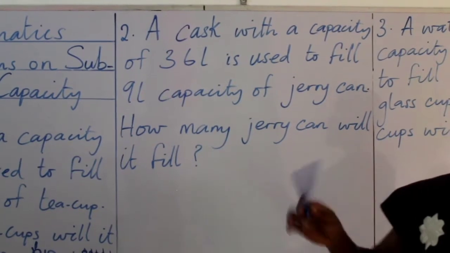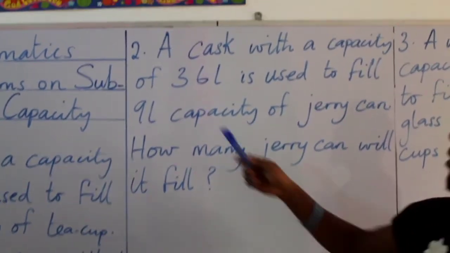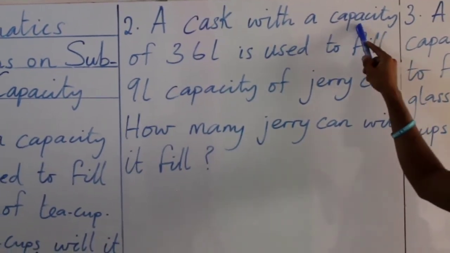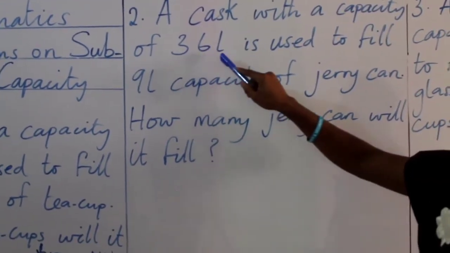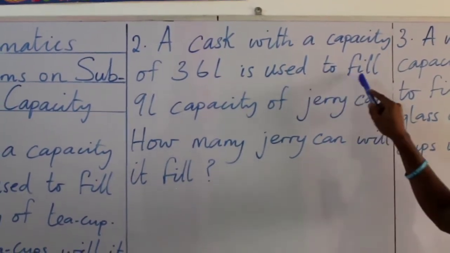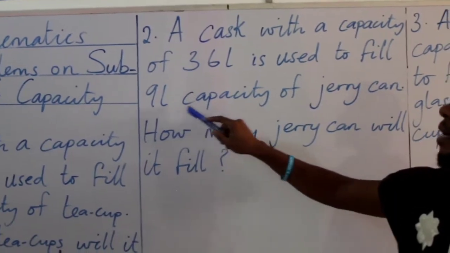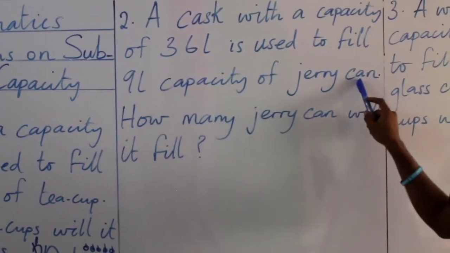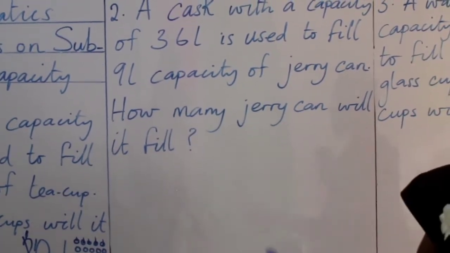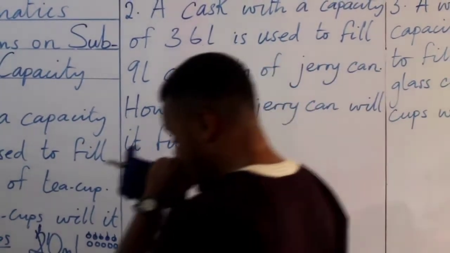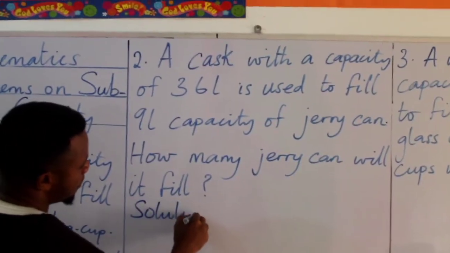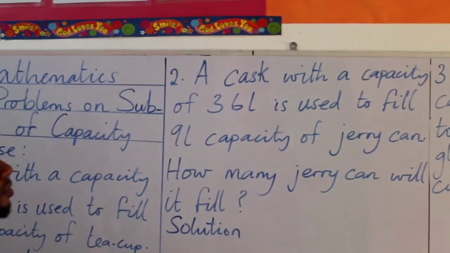I'll take it again. Please listen up. A cask with a capacity of 36 liters. L means liters. It's used to fill 9 liters capacity of jerry can. How many jerry can will it fill? Now we want to know how many jerry can this fill. Remember, trying to get our answer. This is the solution to this question.